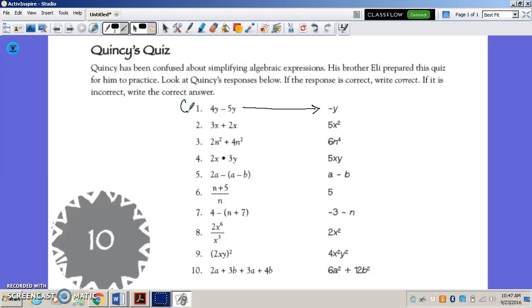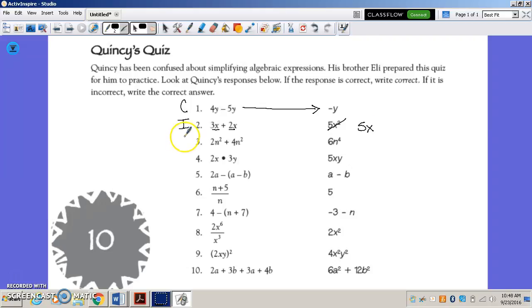Number two is 3x plus 2x goes to 5x squared. That is incorrect. When we're combining like terms, for example, 3x and 2x, those are like terms. We add the coefficients. Coefficients are 3 and 2. They do give us 5. However, the variables in them stay exactly the same. So a corrected version of this would actually be simply 5x.